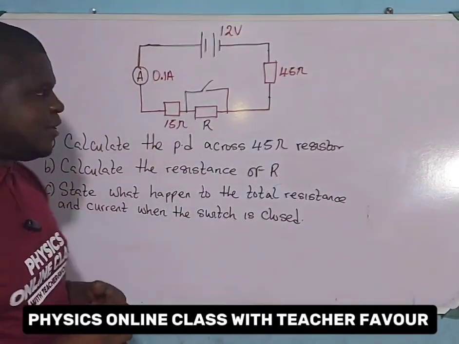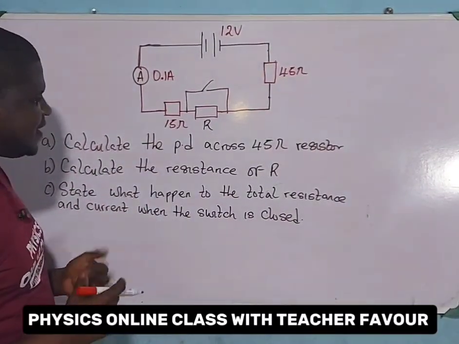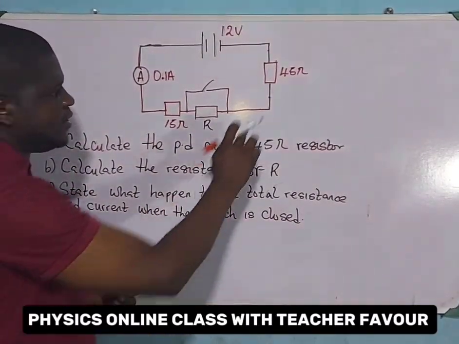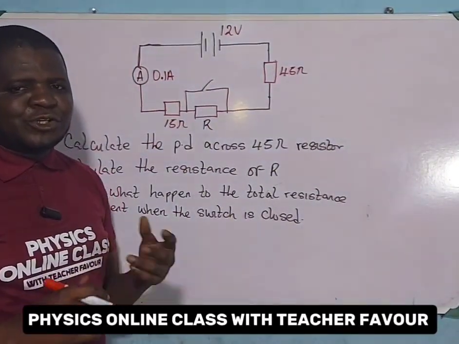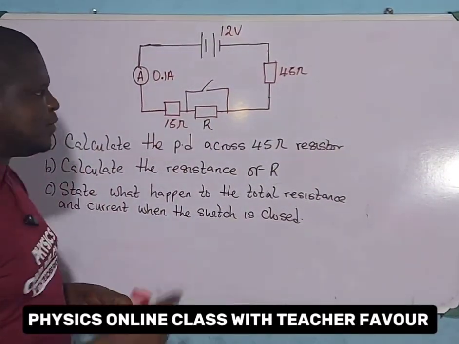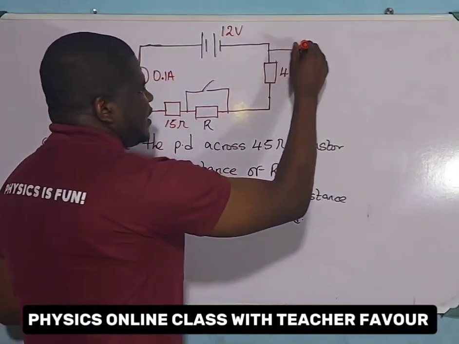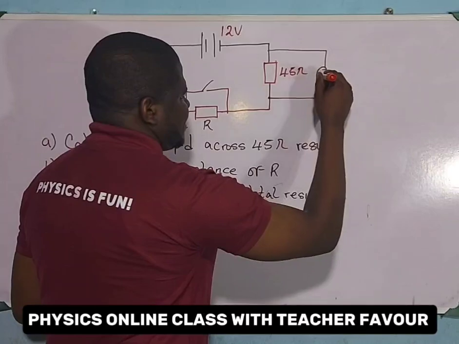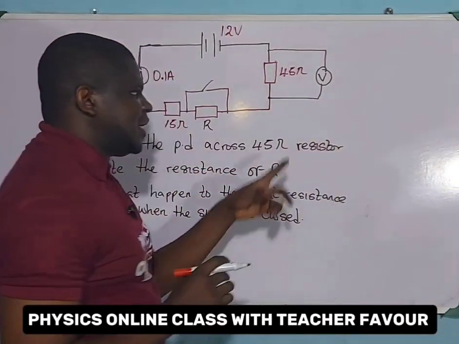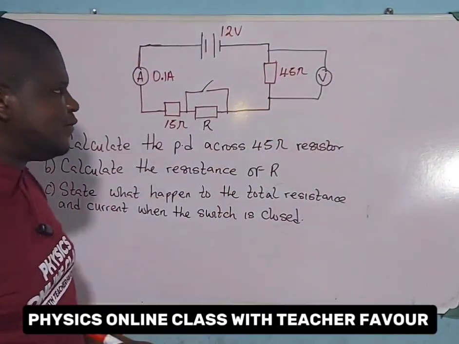Let's solve the question on the board. Calculate the potential difference across the 45 ohm resistor. This is the 45 ohm resistor. Remember, in a series connection, each resistor has its own potential difference, and a voltmeter is connected across two ends. So here is the voltmeter. We want to calculate the reading of the voltmeter.